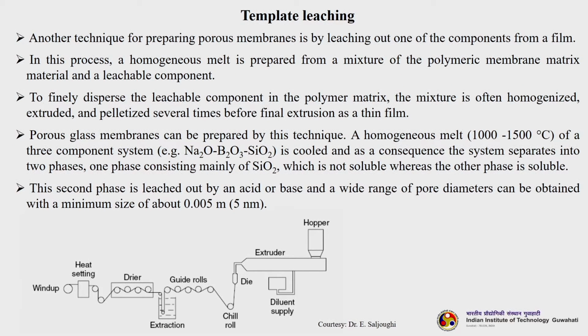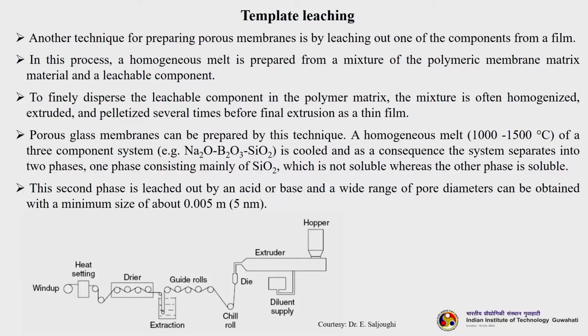Next method is template leaching. So, this is another technique for preparing porous membrane by the name template leaching. So, what is being done here is actually we are leaching out one of the components from a film. Okay. So, in this process a homogeneous melt actually is prepared from the mixture of polymeric membrane matrix material and a leachable component. So, the leachable component is already mixed while we are making a film, right. So, to finely disperse the leachable component in the polymeric matrix, the mixture is often homogenized, extruded, pelletized several times before the final extrusion as a thin film. You can see the schematic actually. So, one example is porous glass membranes.